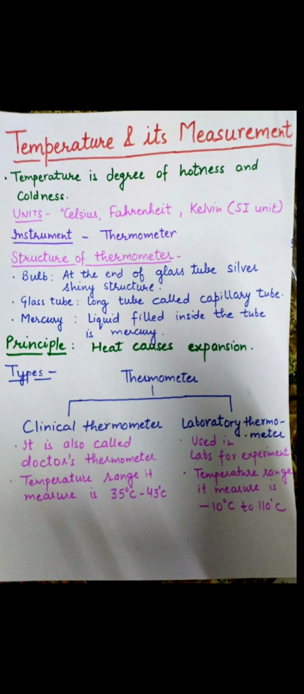In the previous video, we discussed that by touching we can tell whether a body is hot or cold. But if we can't touch an object, how can we tell if it is hot or cold? By measuring its temperature. So what is temperature? Temperature is the degree of hotness or coldness. What is the meaning of that? It means how hot or how cold a given object is.